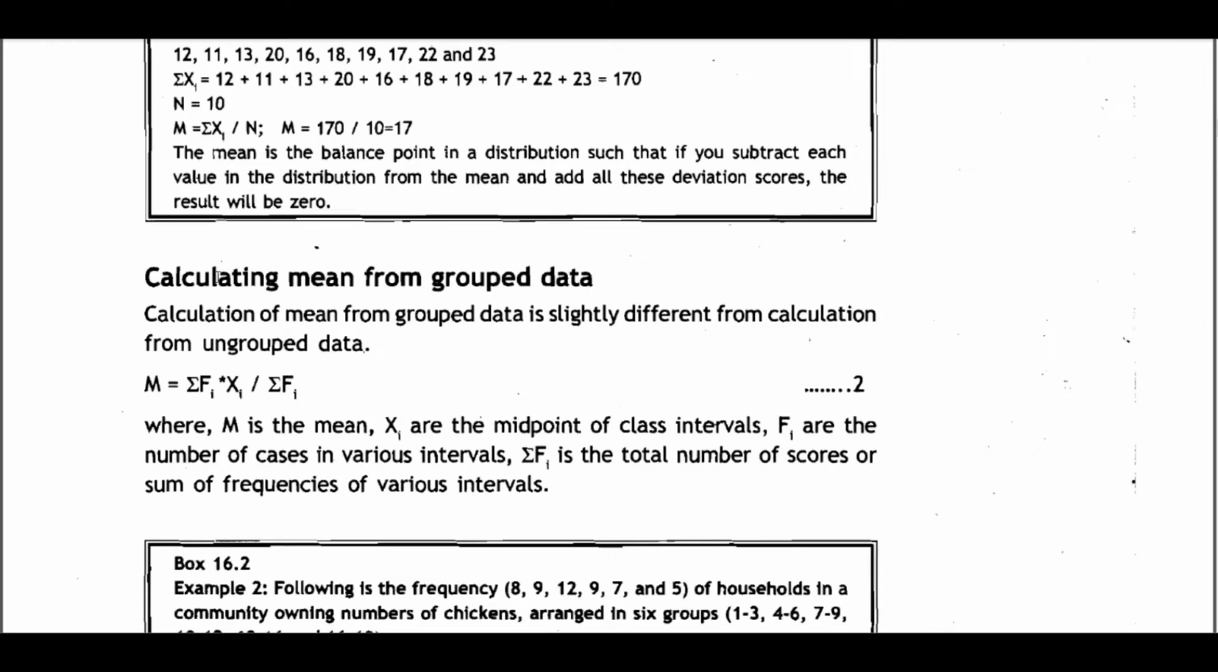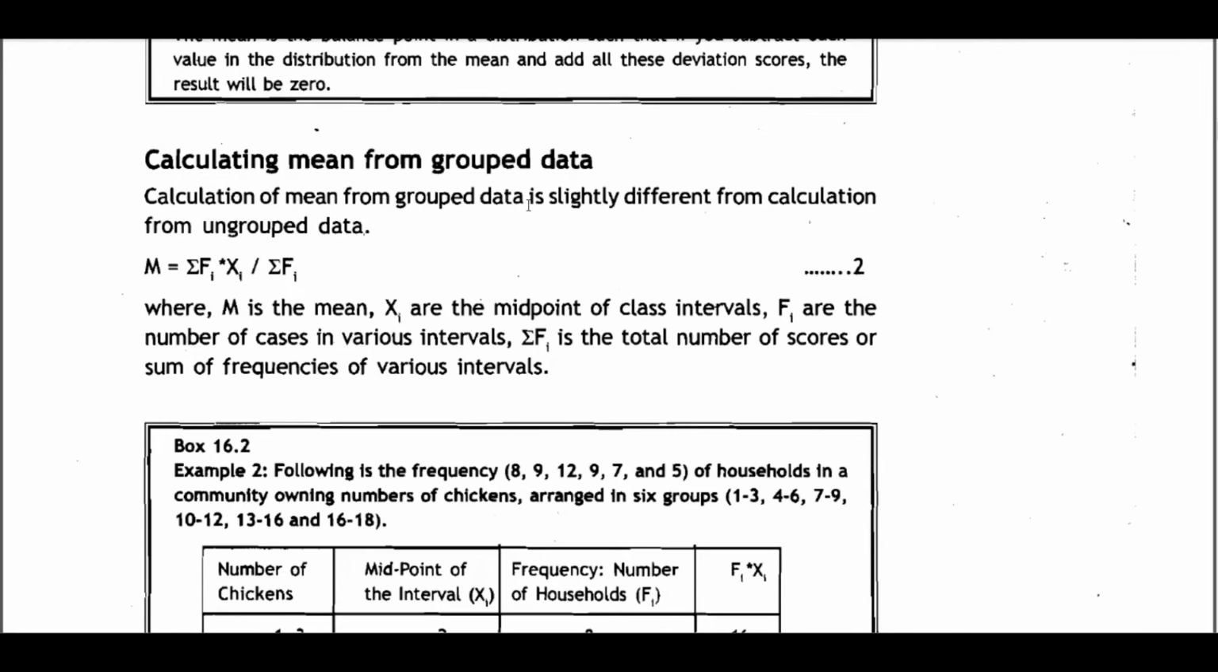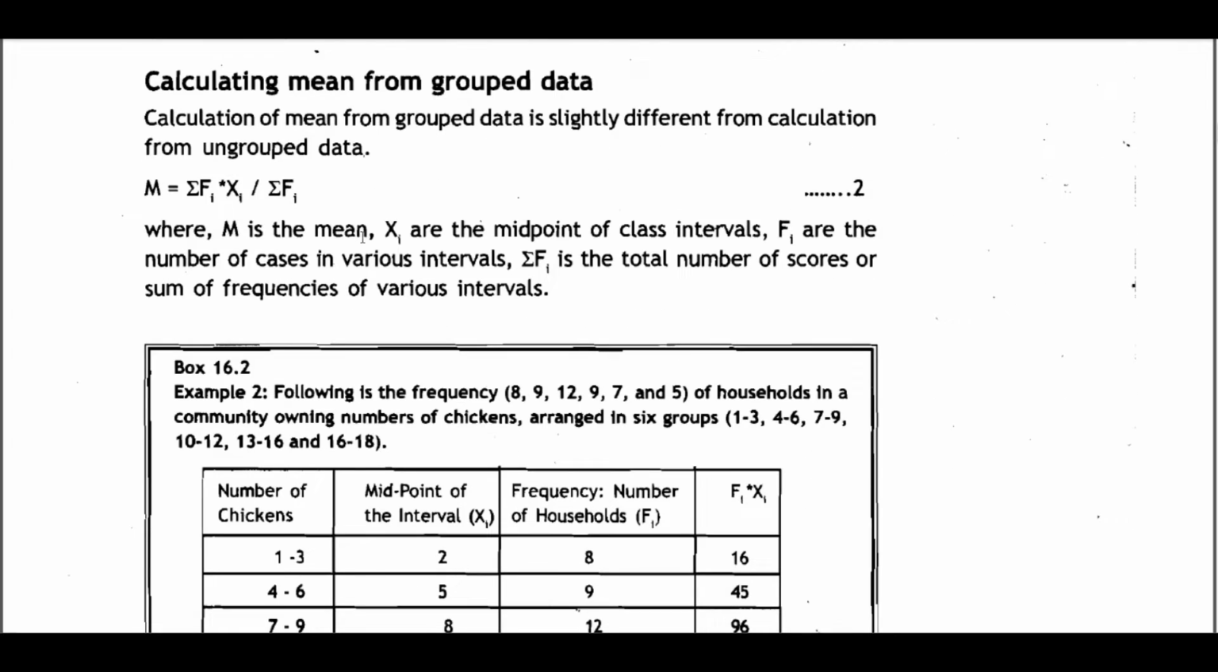Okay, so you can understand calculating the mean from grouped data. Calculation of mean from grouped data is slightly different from calculation from the ungrouped data. Where M is the mean, x sub i are the midpoints of the class intervals, f sub i are the number of cases in various intervals, and the total is the total number of scores, the sum of frequencies of various intervals.